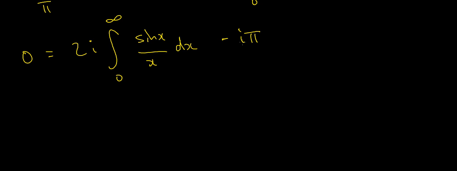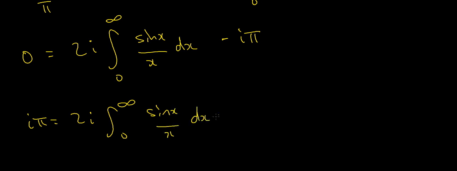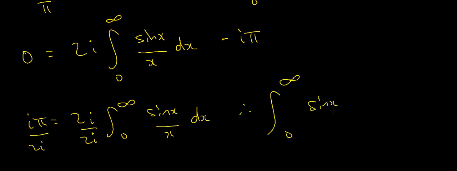And if I add i pi to both sides, I get i pi equals 2i times the integral from 0 to infinity of sine x over x dx. And if I divide both sides by 2i, like so, then that tells me that the integral from 0 to infinity of sine x over x dx, well, the i's are going to cancel, so that leaves me with pi over 2. So after all that hard work, we've managed to prove one of the most famous integrals is equal to pi over 2 using a method of contour integration.